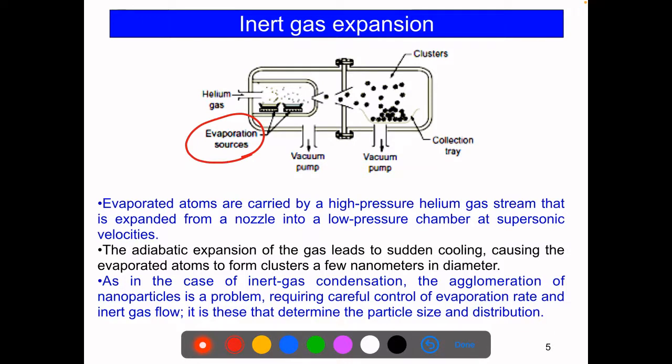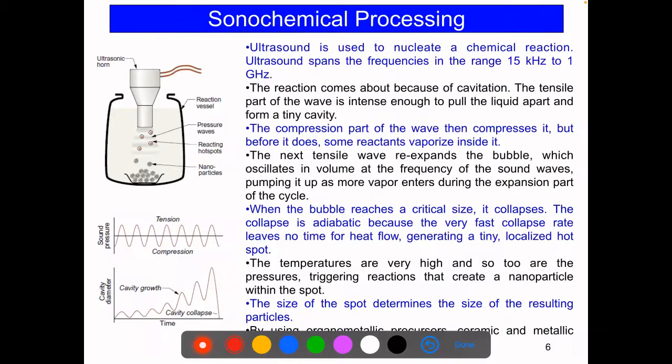in diameter. As in the case of inert gas condensation, the agglomeration of nanoparticles is again a problem requiring careful control of evaporation rate and inert gas flow. It is these that determine the particle size and distribution, which we like to control.